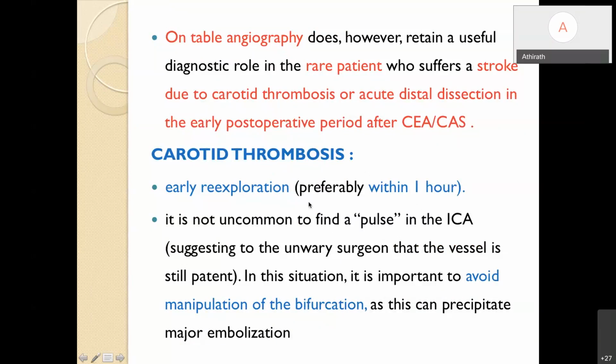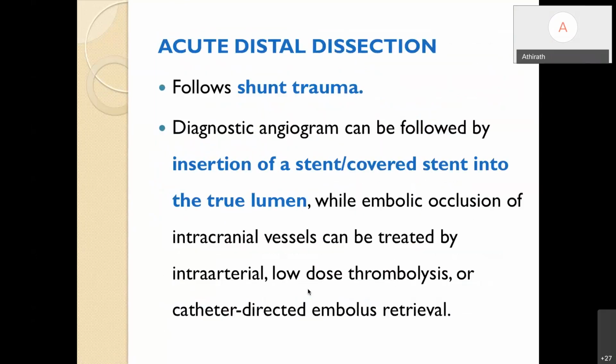Why diagnosing carotid thrombosis is important is because the surgeon should be aware that he should not manipulate the carotid bifurcation too much, because excessive manipulation will increase the risk of embolization. And distal dissection usually follows shunt trauma in carotid endarterectomy. Diagnostic angiogram can be immediately followed by insertion of a stent or covered stent into the true lumen.